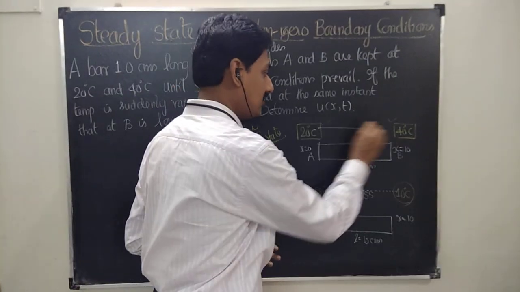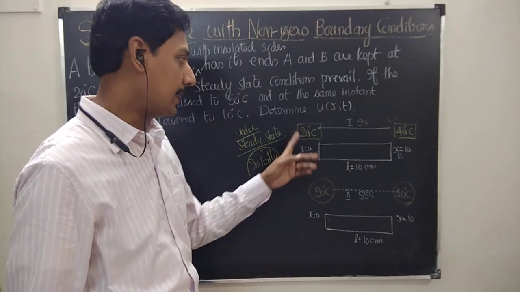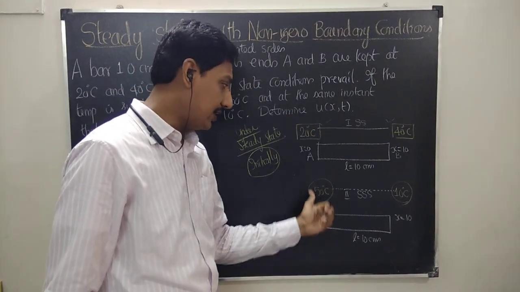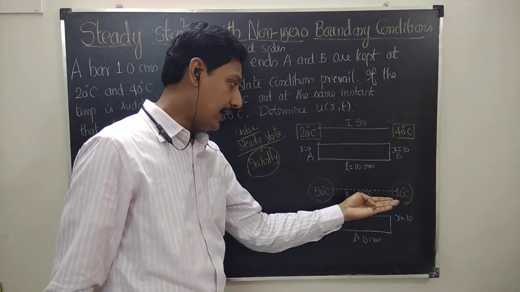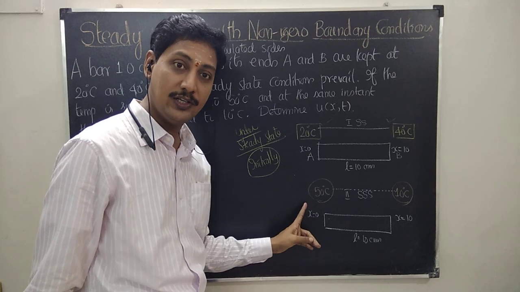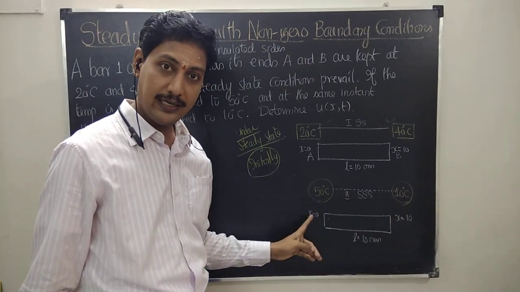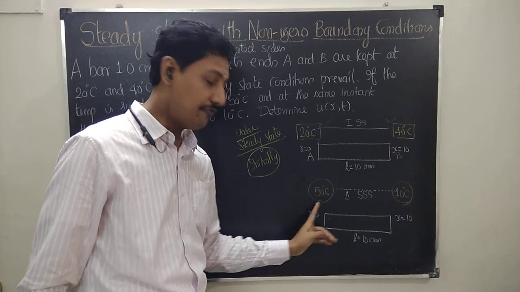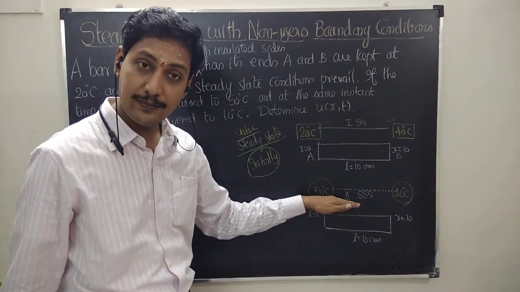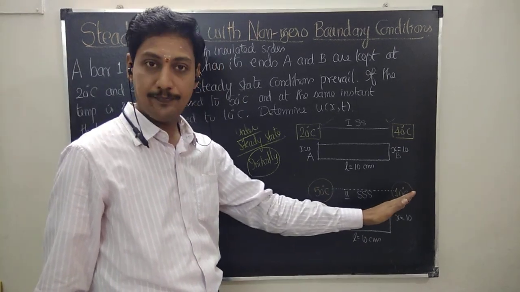This is the first stage. Initially, the first stage of steady state is 20 and 40, and then it is raised to 50 and lowered to 10, and again it will be maintained. So it is non-zero. That's why the title is called non-zero boundary condition. Initially 20 and 40, now it is 50 and 10. So this comes under non-zero. Still it is the steady state, that means it will maintain the temperature 50 at the left hand end and 10 at the right hand end.